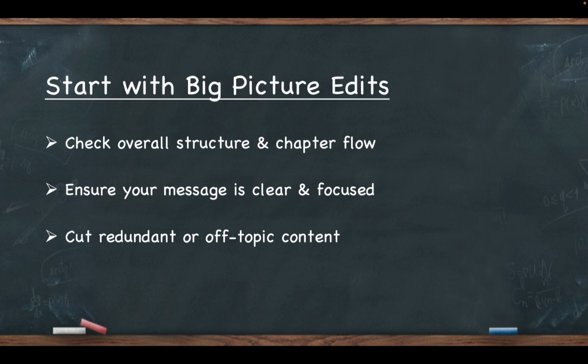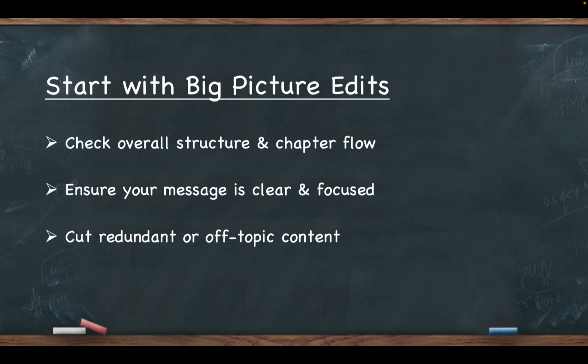Now, it's important to just start with the big picture edits, right? Forget about the grammar for a bit, and check the overall structure and the chapter flow. Make sure that the chapters are in the right places, and that what should be the introductory chapter is not somewhere as chapter 8, right? Make sure there's a flow with the chapters. Then also make sure there's a flow from paragraph to paragraph in the entire structure of the book.